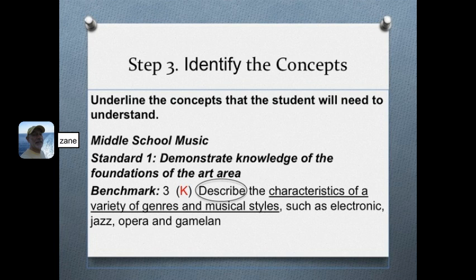The third step in unpacking a benchmark is to identify and underline the concepts that the student will need to understand and use. In this example, describe the characteristics of a variety of genres and musical styles, such as electronic, jazz, opera, and gamelan. Those concepts are characteristics of a variety of genres and musical styles, and so we have underlined that phrase.